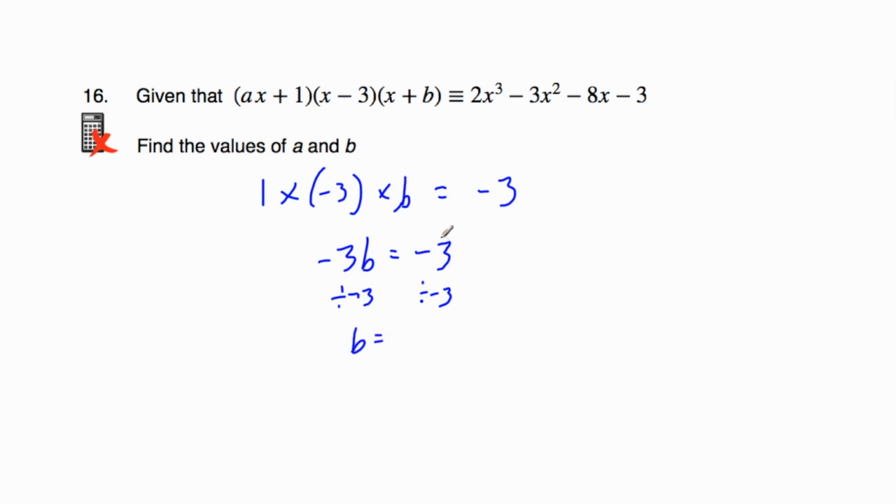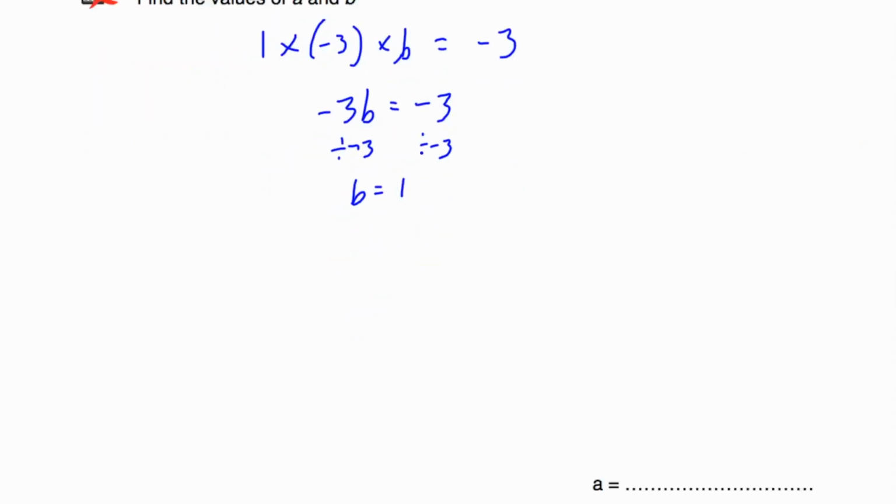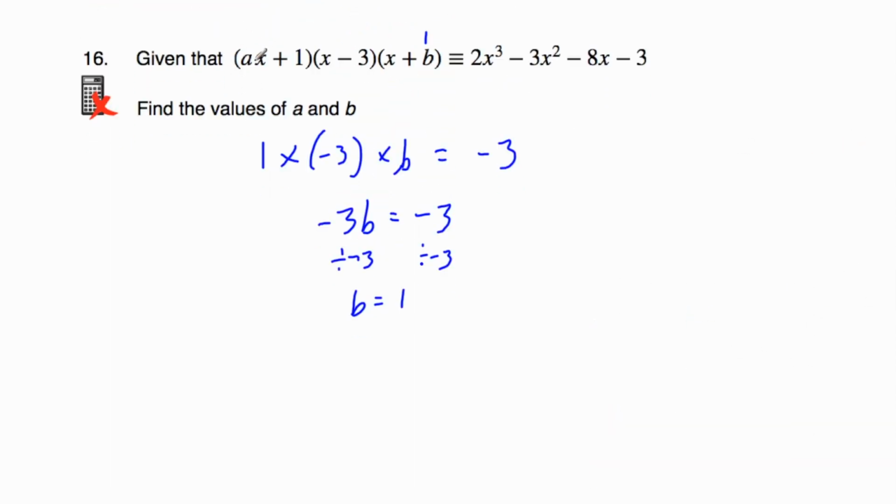And on the right hand side, we've got minus 3 divided by minus 3. That's equal to 1. So b equals 1 here. So that means our brackets are ax plus 1, x minus 3, and x plus 1. So we've got our b. Let's put that in there. b is equal to 1. Now we need to find our a.